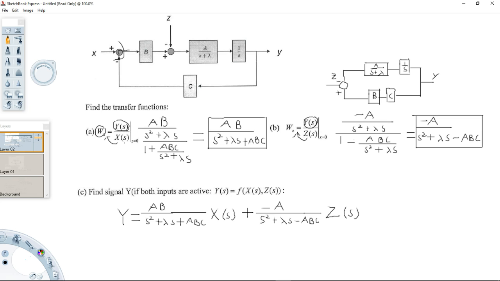The x being the input for when z was equal to 0, and z being the input when x was equal to 0. So the input of your system for the x is multiplied by the transfer function of the system when z was not active, and the same for when x was not active. So this is how you would calculate the components. This is how you'd calculate the output of a system if there were multiple signals going into your control system.